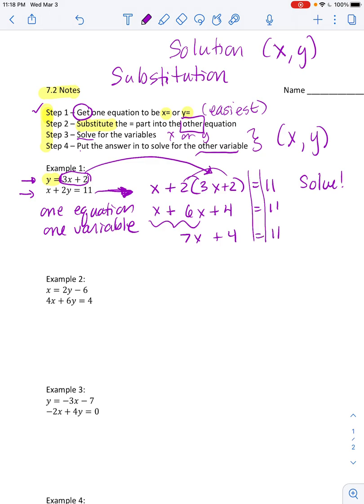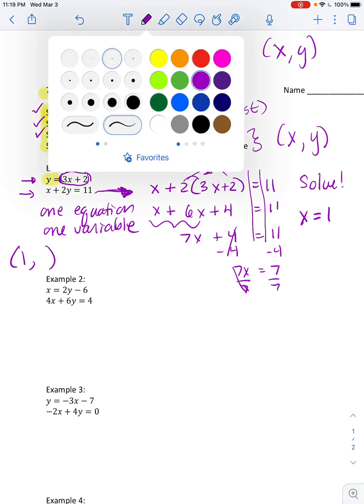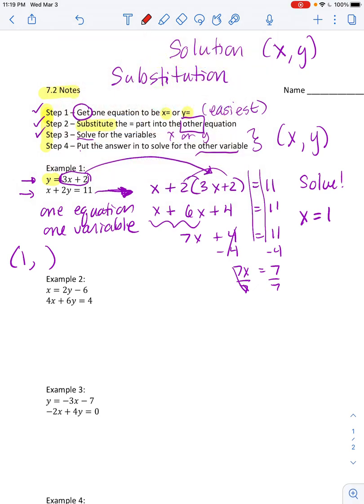Now I can start trying to get my x alone. I'm going to take up way too much space here, accidentally. And so when I'm all said and done here, I find out that x equals 1. So that is substituting in the part to the other equation and solving for that first part of my solution. So now I know that the x part of my solution is going to be a 1.